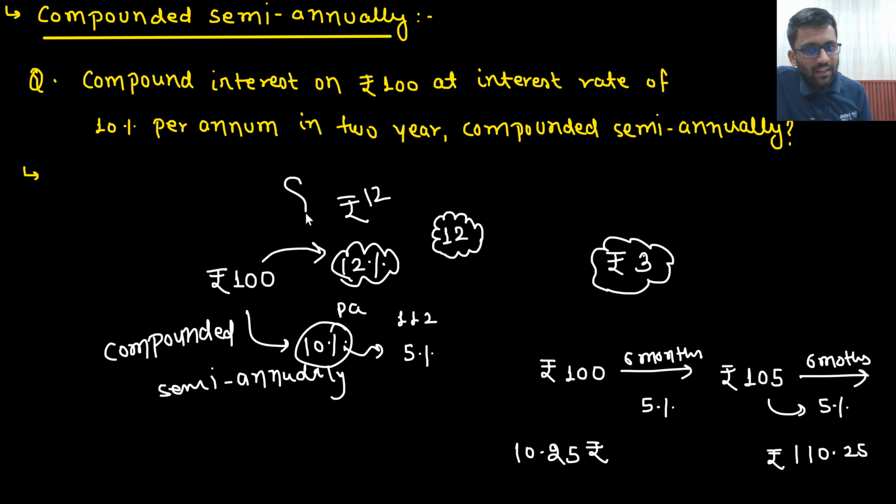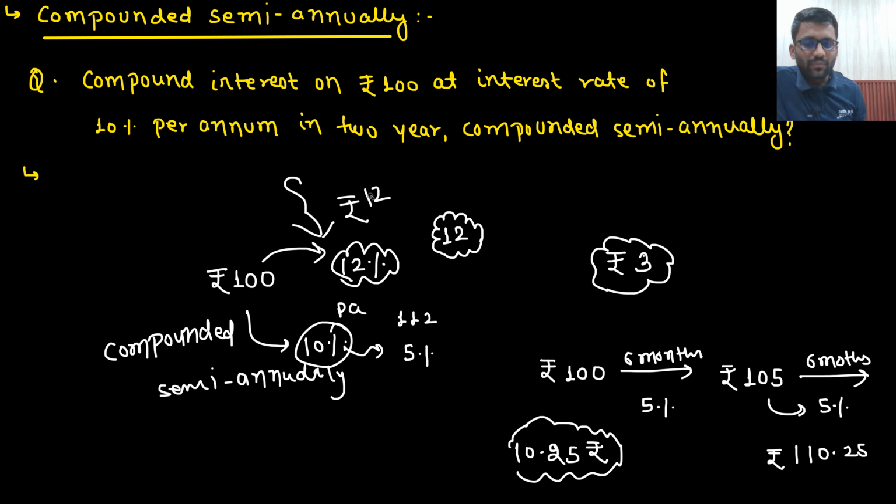But the thing was, I was not capable of paying something in between. I was capable of paying at the end of the year only. But here I can pay in between as well. So that's why I said, sir, please reduce the interest rate. Give me 10% per annum, but I can do the payment after 6 months as well. Compounded semi-annually. This is what it means.